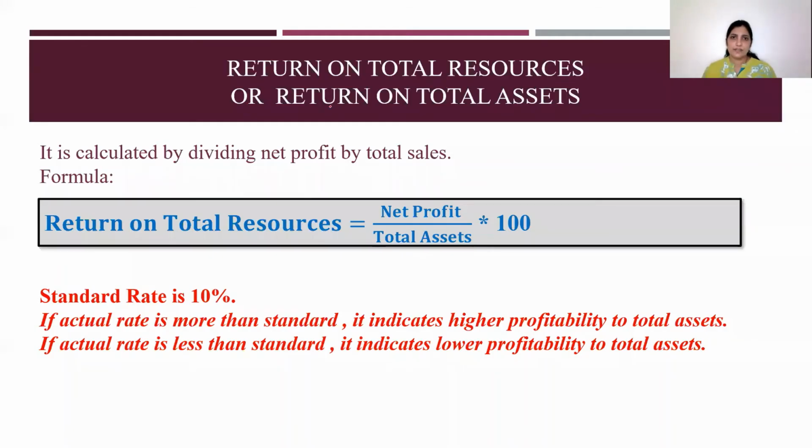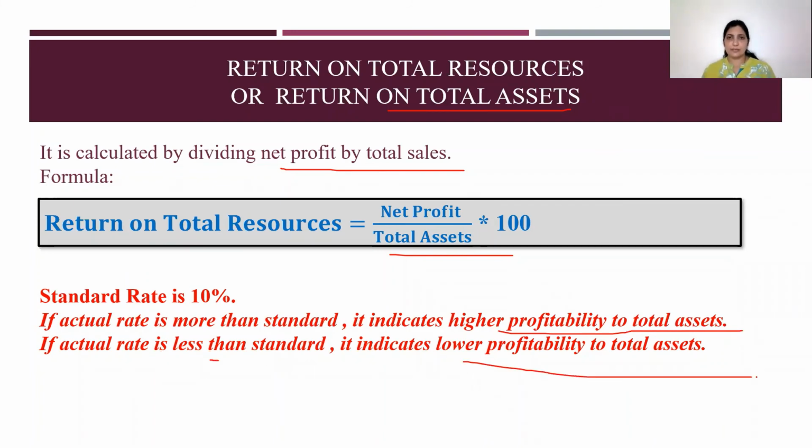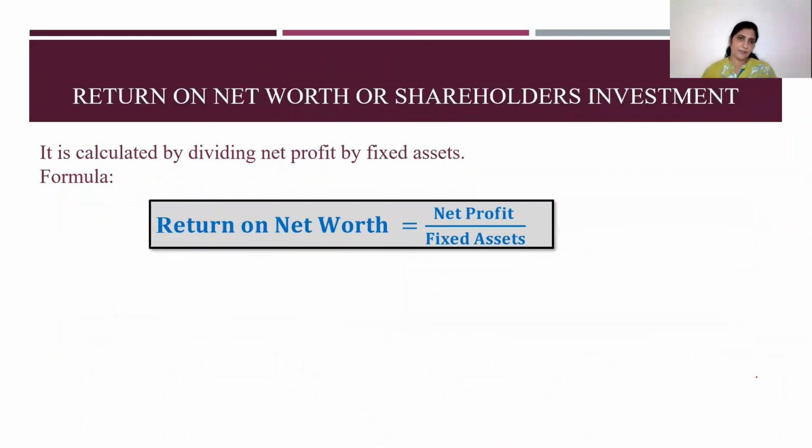Return on total resources or return on total assets. The formula is return on total resources is equal to net profit divided by total assets into 100. Standard rate is 10%. If actual rate is more than standard, it indicates higher profitability to total assets. If actual rate is less, then it shows lower profitability to total assets.